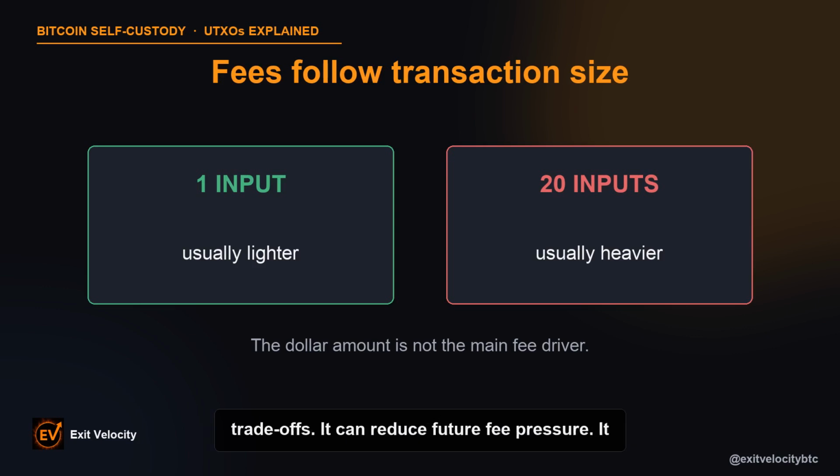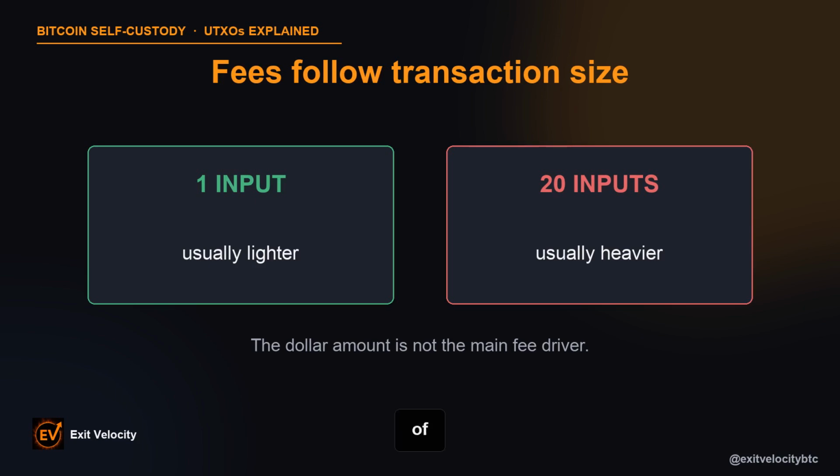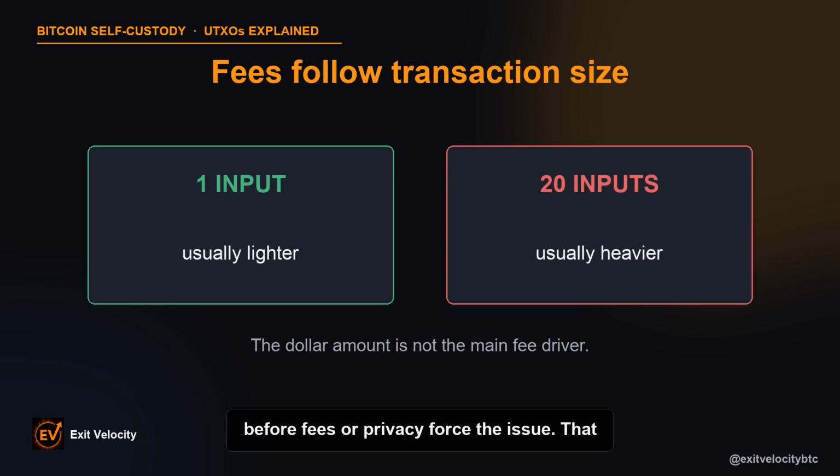Consolidation has trade-offs. It can reduce future fee pressure. It can also reduce privacy because combining separate pieces in one transaction can suggest those pieces belong to the same owner. So the right lesson is not merge everything. The right lesson is understand what your wallet is made of before fees or privacy force the issue.